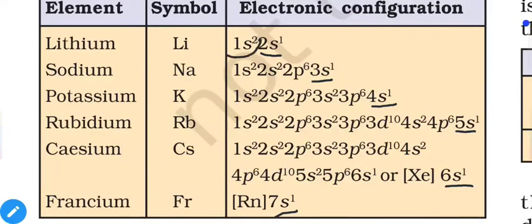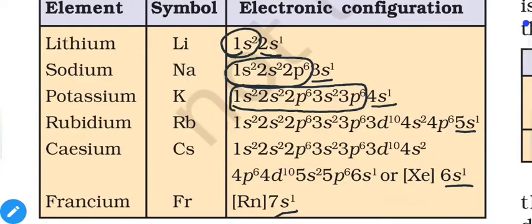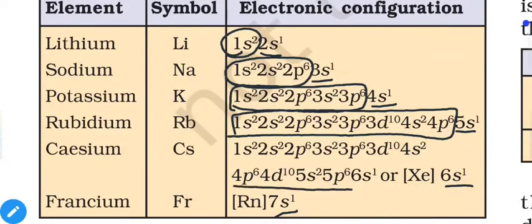That means this is the electronic configuration of helium. Then we have the electronic configuration of neon, then argon, then krypton, and last we have the electronic configuration of xenon and radon. So because of this one extra electron, these metals are highly electropositive.